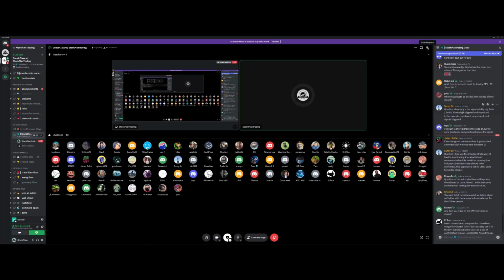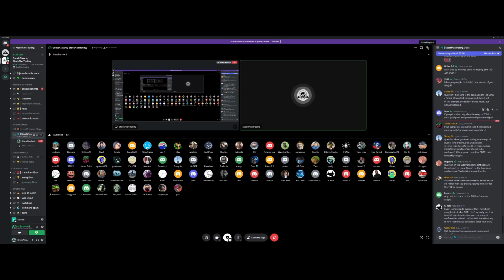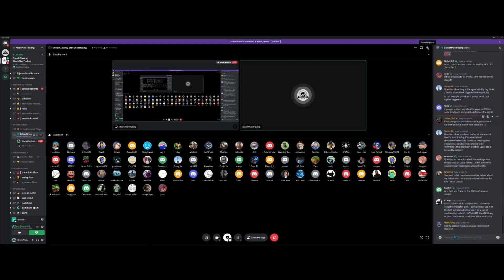The signal stays forever. I'm not sure what this means. I don't know what that means. Yes, if I get a short signal on top of the VWAP, I ignore that.